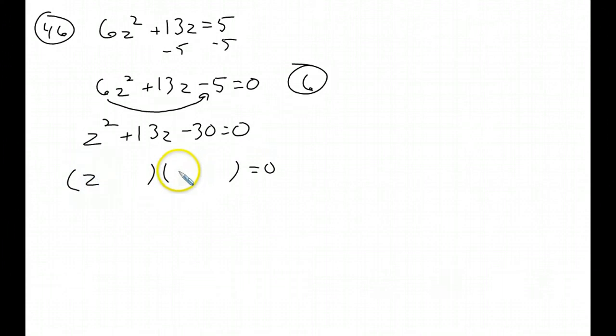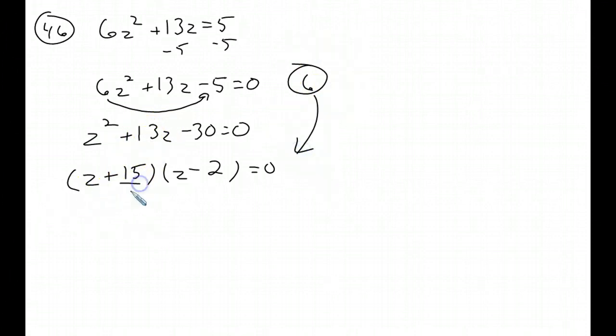First terms are both z's. I have a minus sign, so I'm going to want a plus and a minus, so their difference will be 13. 15 and negative 2 add up to be 13, and they multiply to be 30. I have positive 15 and minus 2, so that will give me a positive 13 as my difference. Don't forget the bottoms up though.